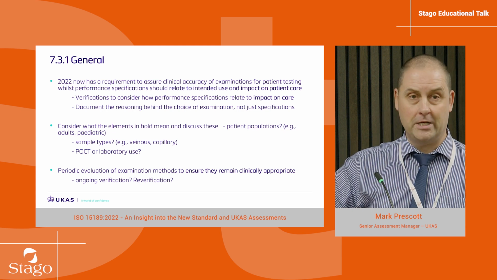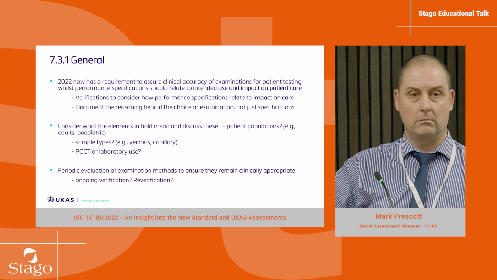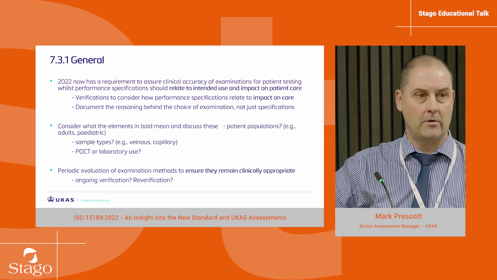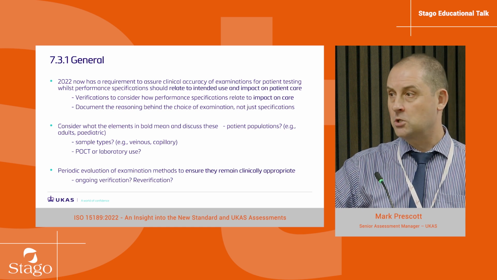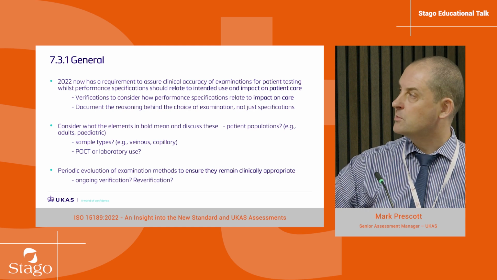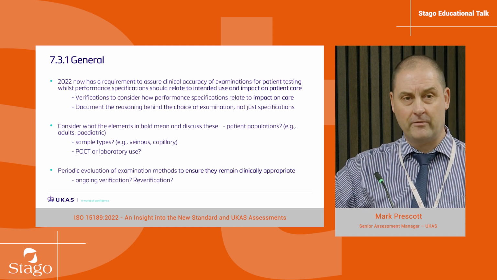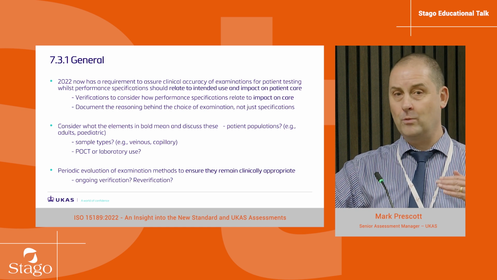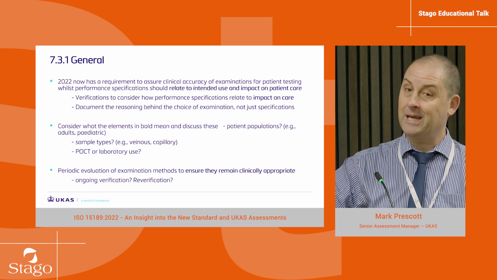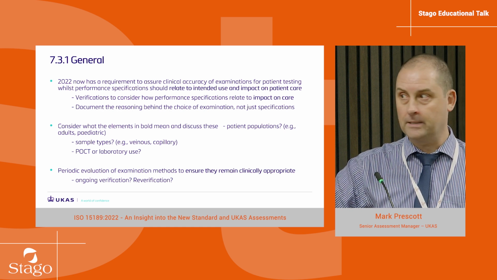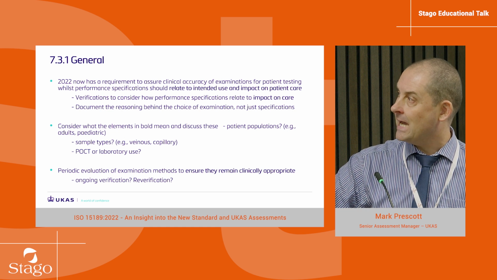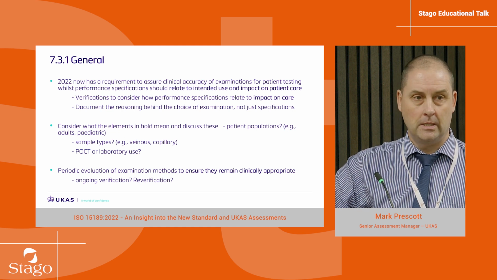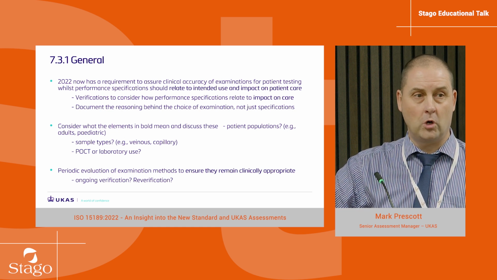So patient populations, a paediatric hospital will have a different approach from ones where they've got mostly adult patients. So they might choose different methods. And it's really having to think about that. And when you're doing your verifications, writing in it, we've done this because it's based more on paediatric testing, that sort of thing. Sample types, venous blood, capillary blood. Is it validated for both or one?